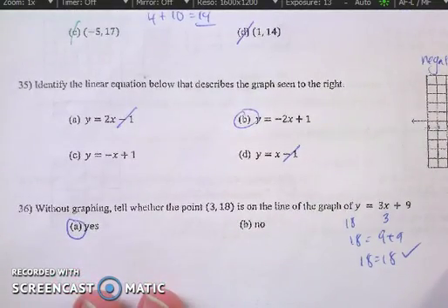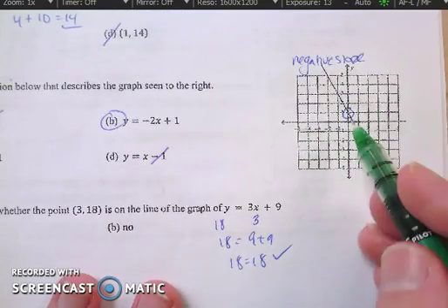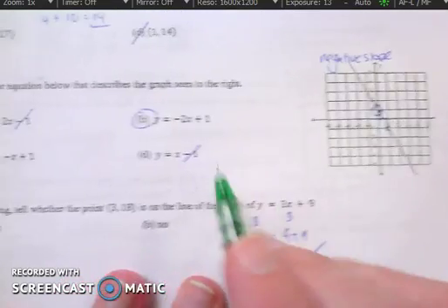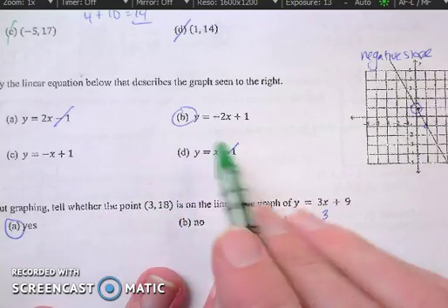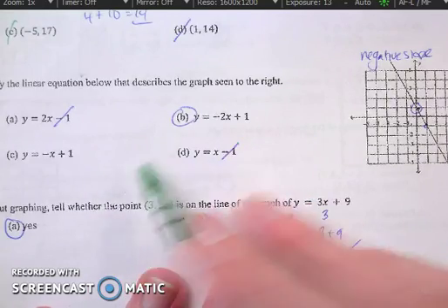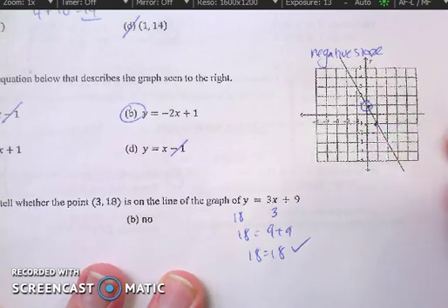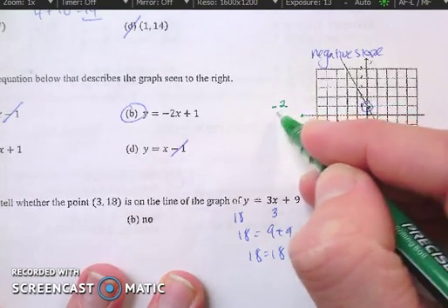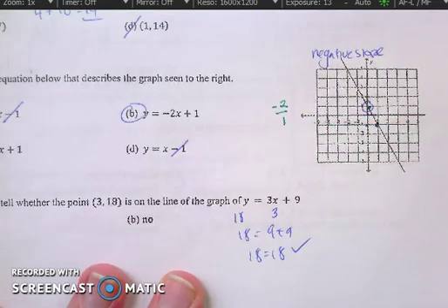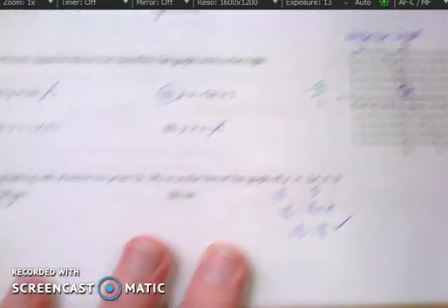Identify the linear equation on the graph to the right. Well, we know the y-intercept is at 1, so it has to be B or C, and the slope here is -2 versus -1. So I counted down 1, 2 over 1, and that sounds like a rise of -2 over a run of 1, which B would be my answer.